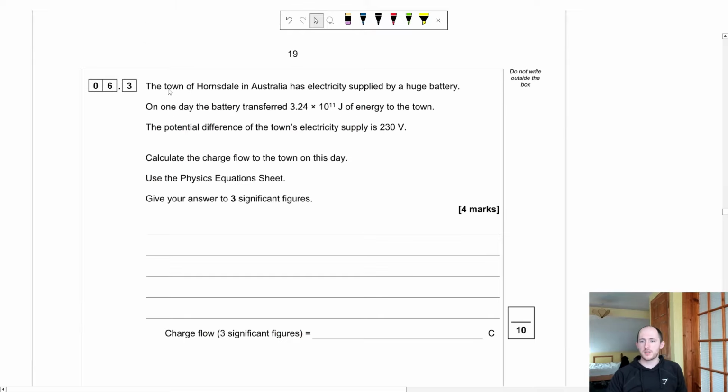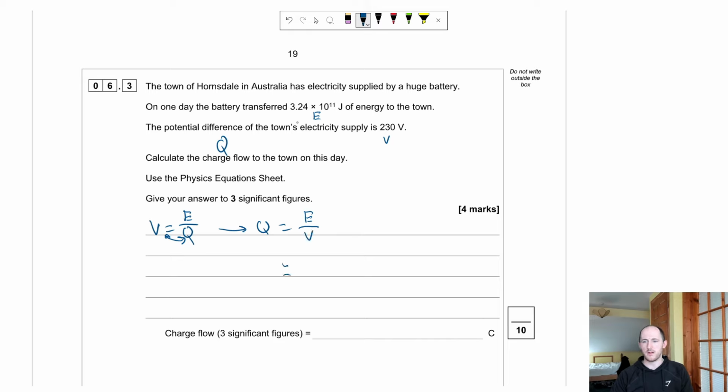This is a 4-mark question, and we get given the energy, so let's label that as E, and we get a voltage, and we want to calculate the charge, so Q. Now, generally speaking, voltage is equal to the energy per unit charge. So if we rearrange that, we want to work out Q, so we can basically swap these two around. We get Q is equal to E over V. That will give us our 4 marks once we've actually worked it out, which is really nice.